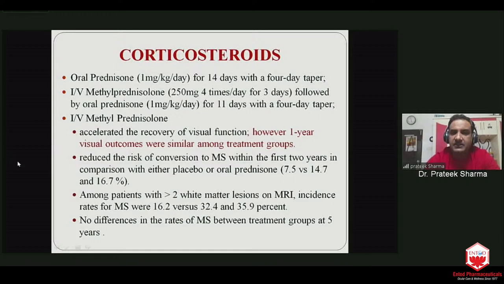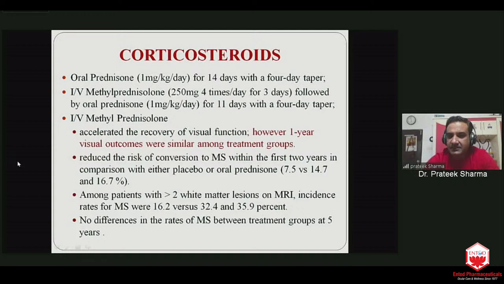It does speed up the recovery, however the 1-year outcomes are the same. It reduces the risk of conversion to multiple sclerosis within 2 years. The chances for IV methylprednisolone versus oral prednisone versus placebo were 7.5% versus 14.7% versus 16.7% with the placebo. Among patients with two white matter lesions on MRI, the incidence of MS was 16.2% versus 32.4% with oral prednisone, and 35.9% with placebo.